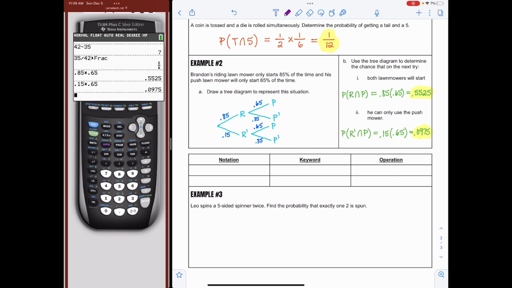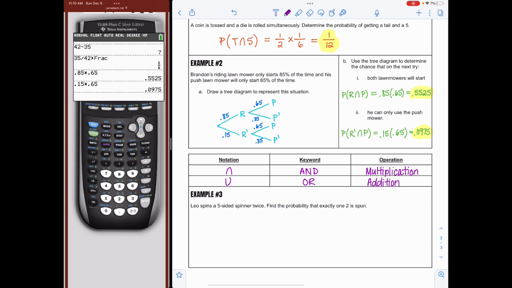Okay, so let's go back to our notation. When we have the and symbol, the intersection, the key word is going to be and. And when we have the key word and, our operation is multiplication. If we have the union symbol, the key word for that is or, because remember, it doesn't matter if you're here or here as long as you're a part of it. And the operation here is addition.